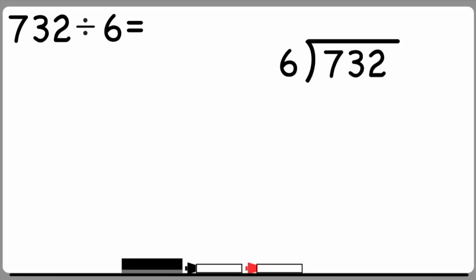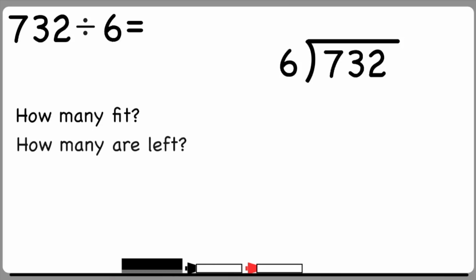In this problem, 732 divided by 6, we are going to use the same steps as before. We'll just keep going until we've used all the digits in our dividend. Same questions. How many fit? How many are left? So how many 6's fit into 7? That should be 1. One group of 6 is the same as 6. Let's see how many are left. 1 is left over, and we'll move on to our next digit and bring down our 3.